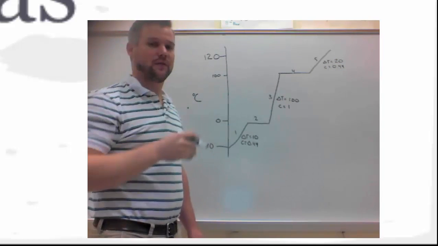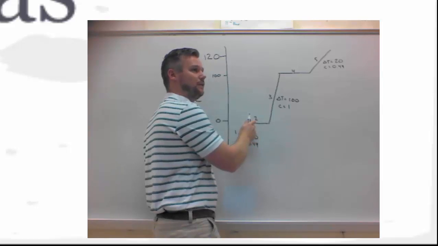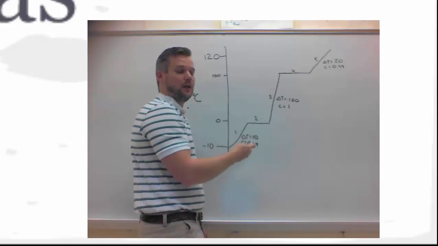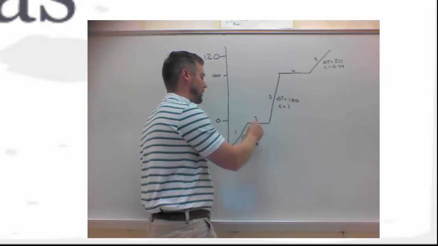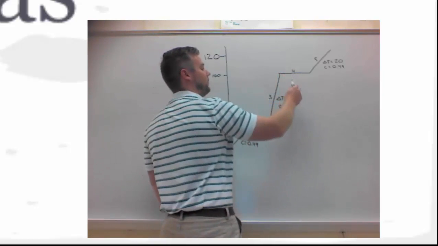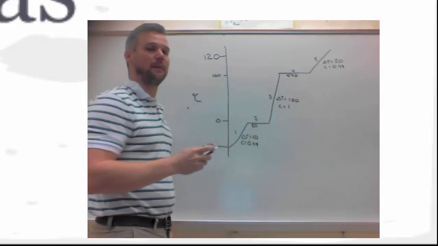Then at the flat sections of our graph, we need to remember if we're at heat of fusion or heat of vaporization. Since this is the freezing point, this is going to be the heat of fusion, which is going to be 80 calories per gram. And then up at 4, that's heat of vaporization, which is 540 calories per gram.